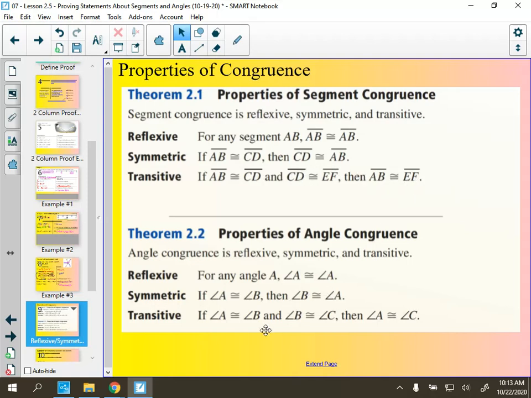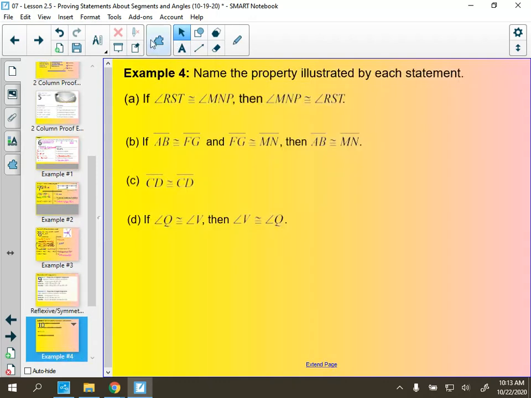Okay, same thing applying with angle. So add those to your notes. Still, right now, it's mostly just recognition. The one that might come up in a proof would be transitive, connecting information, but for example, in number 4 here, all I would be asking is just name what's being illustrated.